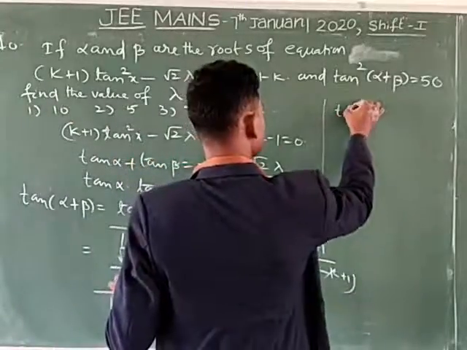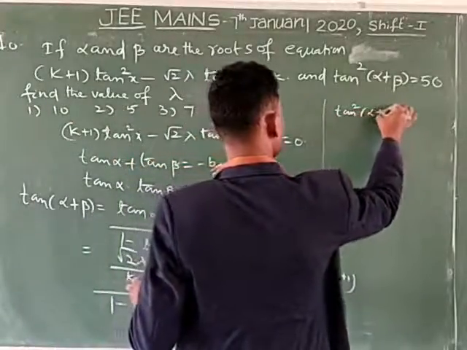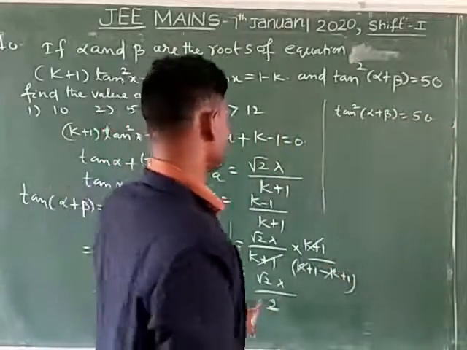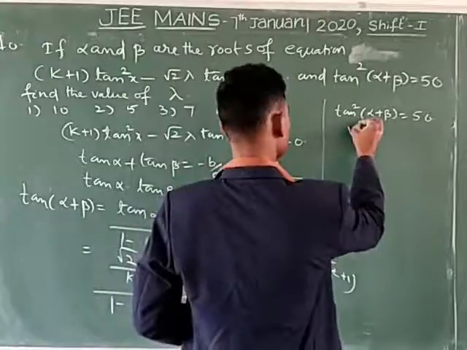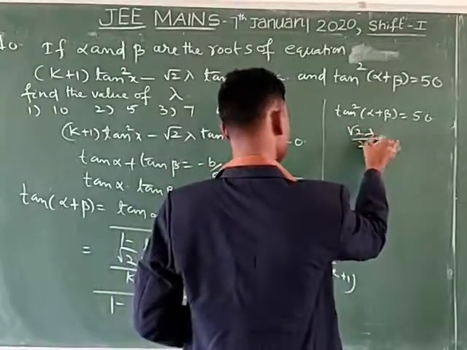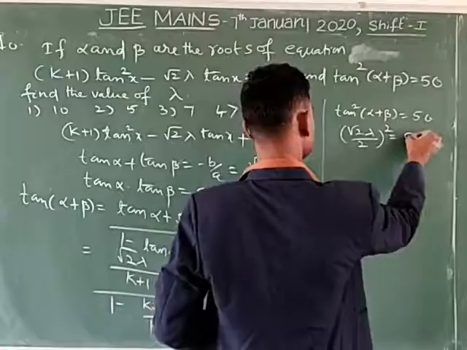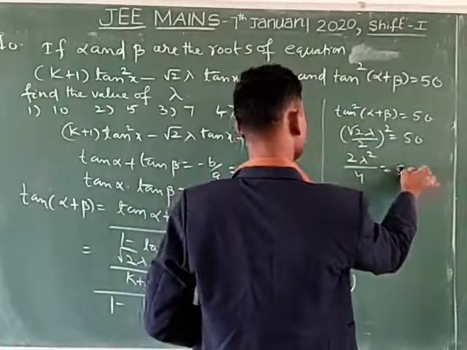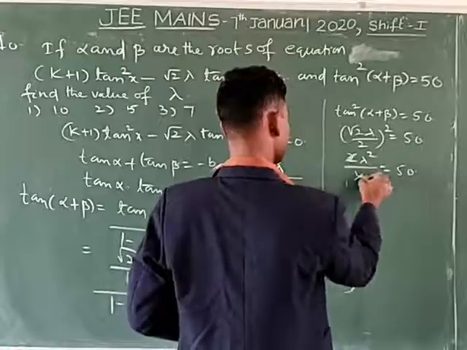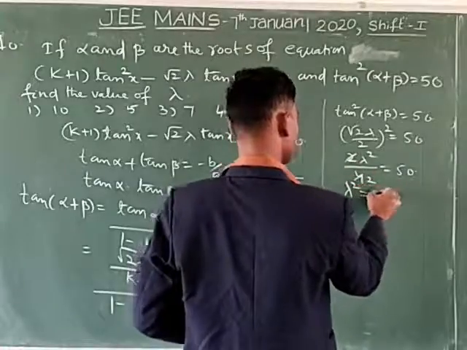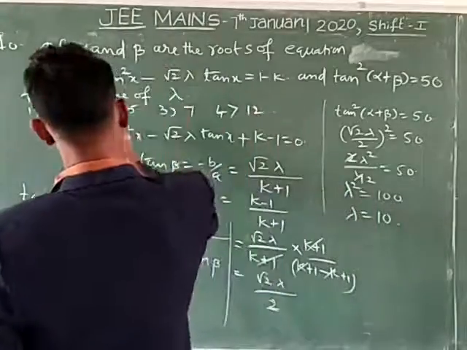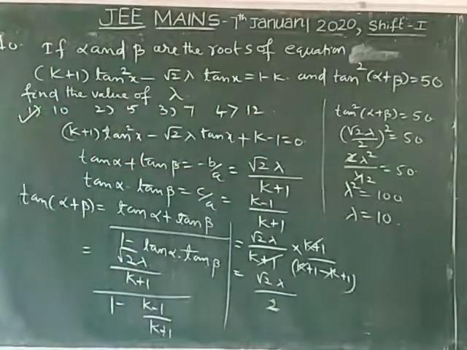Then tan square of alpha plus beta is equal to 50, as given. Then instead of tan of alpha plus beta, substitute this value: root 2 lambda by 2 whole square is equal to 50. Now this is 2 lambda square by 4 is equal to 50. Lambda square is equal to 100 and lambda is equal to 10. Our answer is the first one, 10.